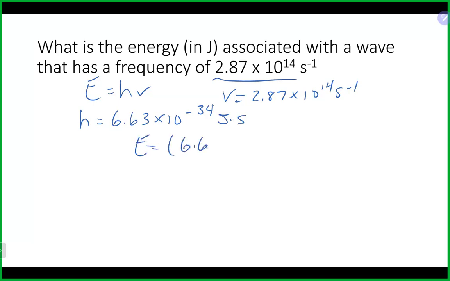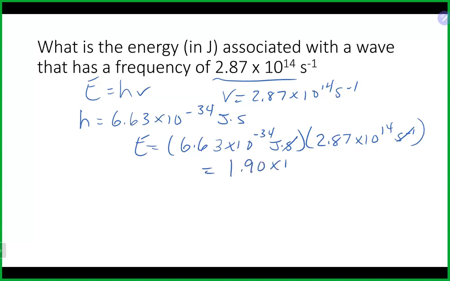So a little 6.63 times 10 to the minus 34 joules times seconds times our frequency, which is all good to go. It's all in the right units. Again, the seconds will cancel in this particular case, going to leave us joules. So 6.63 exponent negative 34 times 2.87 14 is going to give us 1.90 times 10 to the minus 19 joules in this case. Any questions on that particular one there?